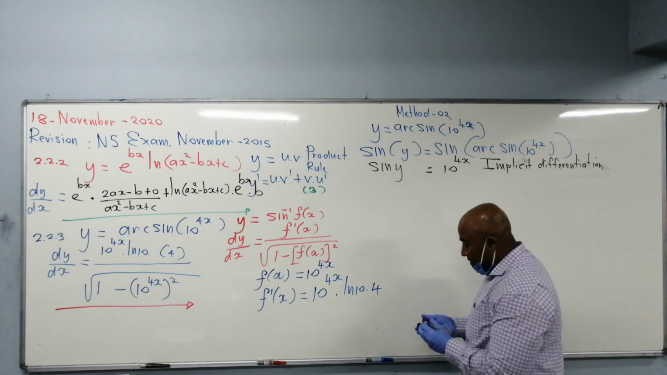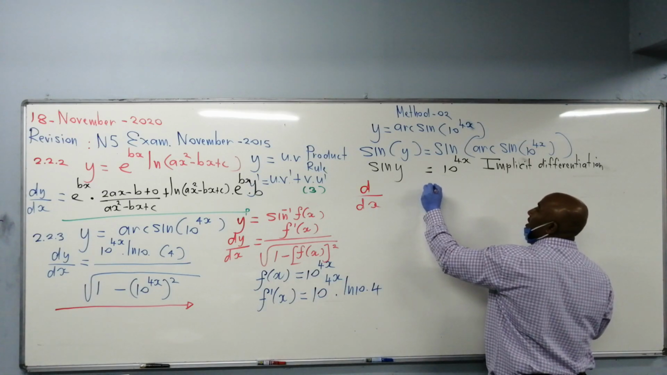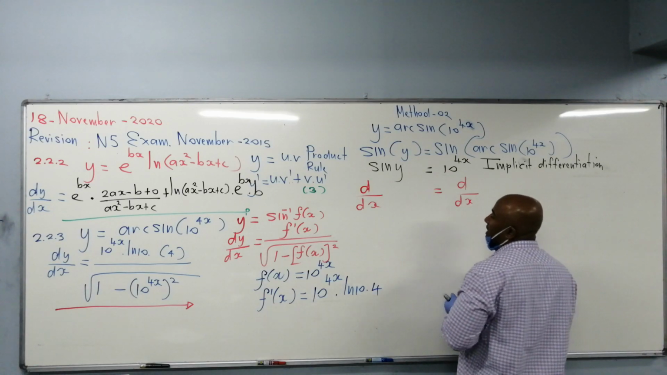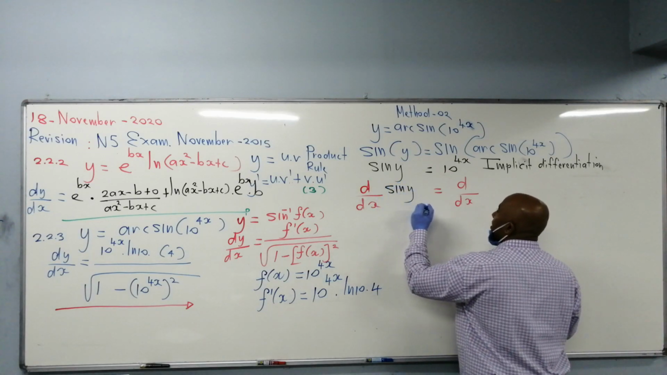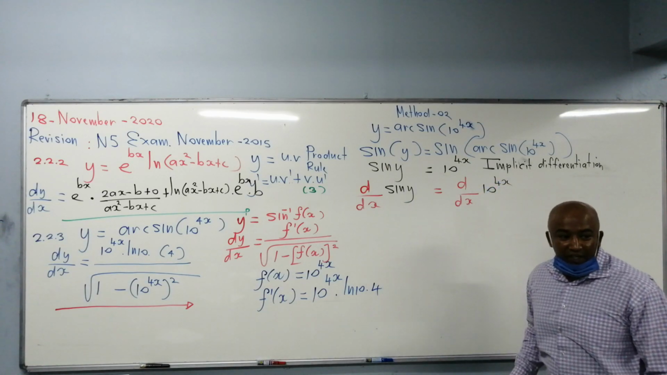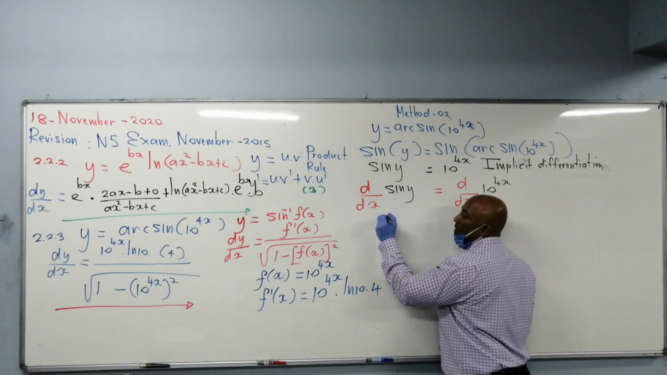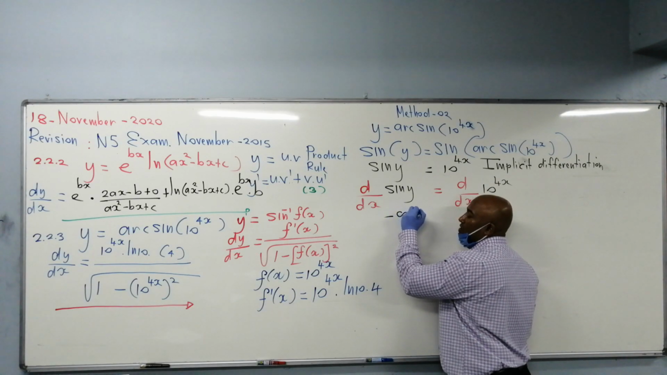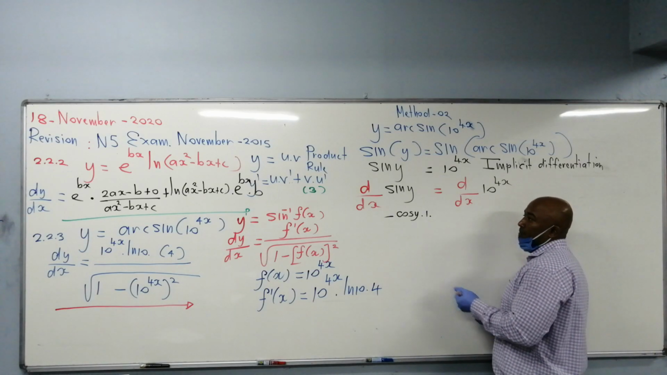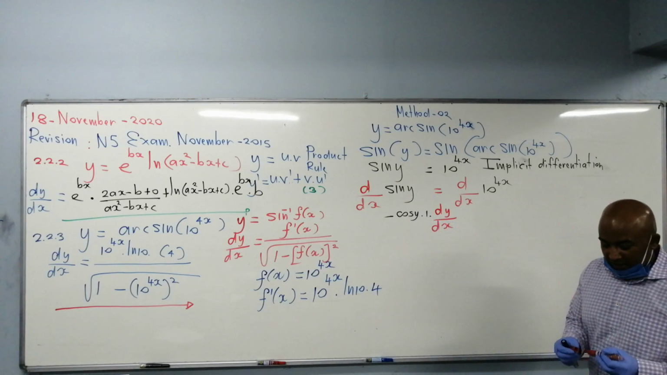So if I want to differentiate now, I'm going to go d over dx of both sides. I'm differentiating with respect to x. So d over dx of sine y, that means d over dx of 10 to the power 4x. So the derivative of sine y with respect to x, you know the shortcut here. The shortcut is to differentiate sine y, which is going to become minus cos y times the derivative of y is 1. But remember, when you're differentiating y, what do you multiply by? dy over dx. Clear with that?